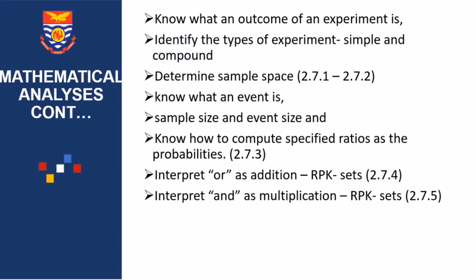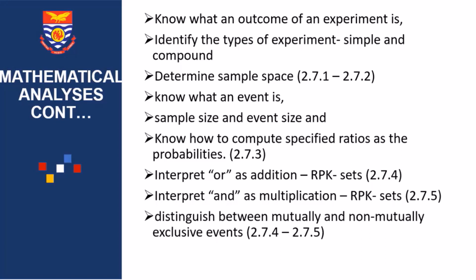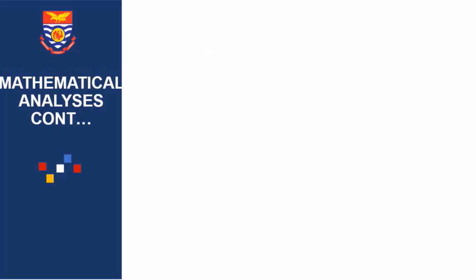So these are the key mathematical ideas that students should be able to know and do at the end of that particular topic, which is probability. So the first question under mathematical analysis has been answered. The key ideas have been identified. And then we can talk of distinguishing between mutually and non-mutually exclusive events also under that.